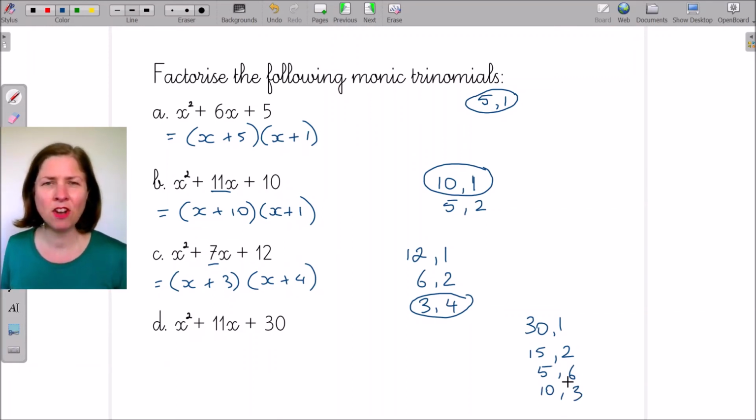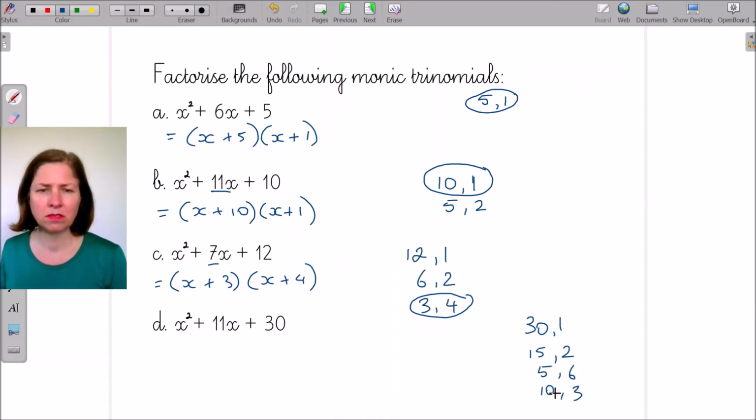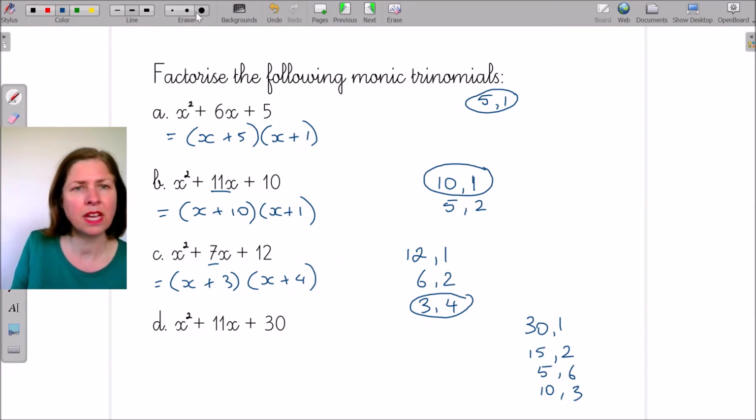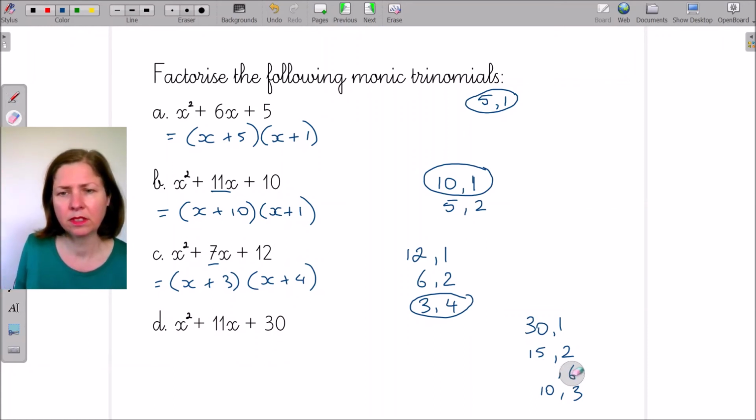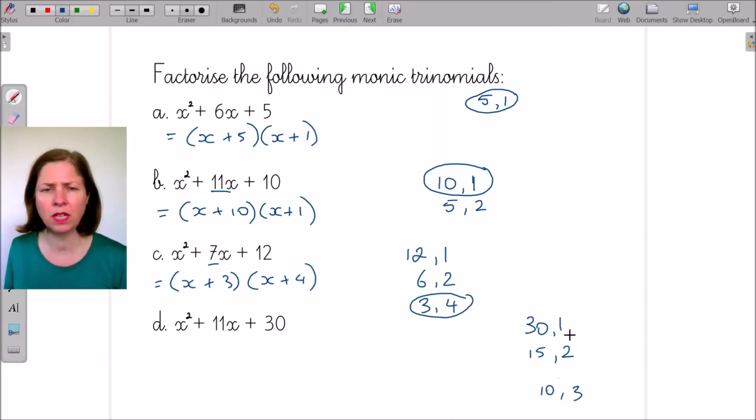Now, the only place where you might really run into trouble here is if you miss a pair. So if you've been asked to do this and you go through it, let's just say I'd missed out the 5 and the 6. And I was looking through it and going, oh, none of them. 30 times 1, add 30 and 1, I get 31. That's not 11. 15 and 2, that's 17, not 11. 10 and 3, that's 13, still not 11. That's a clue that I've missed a pair.